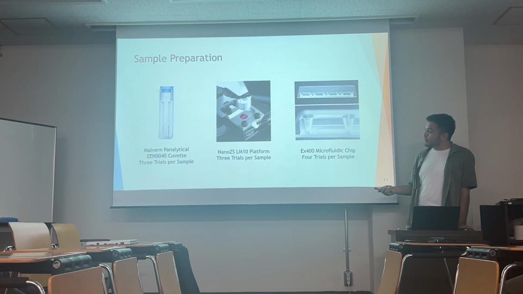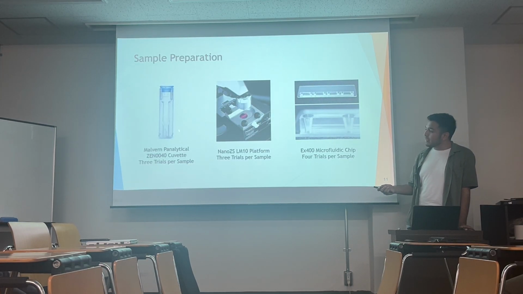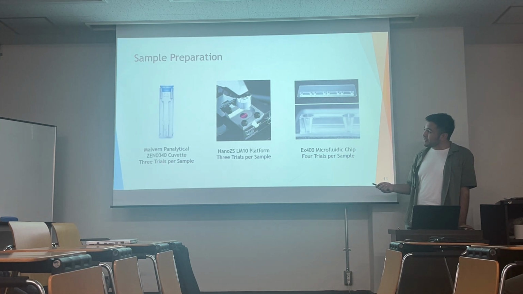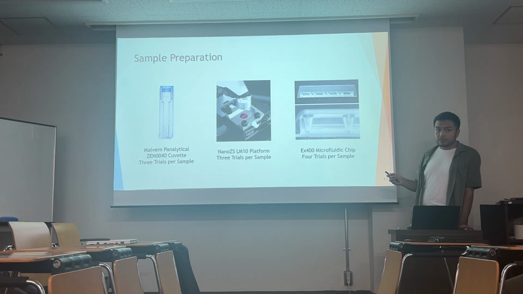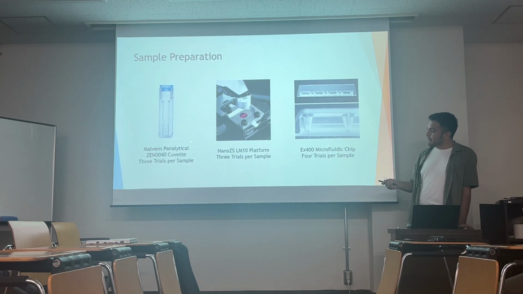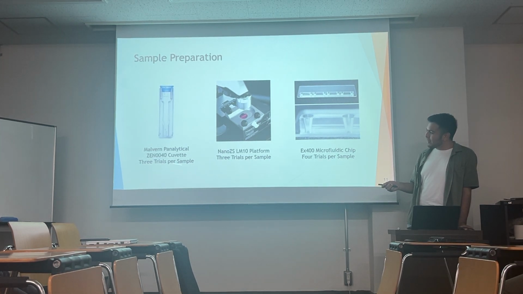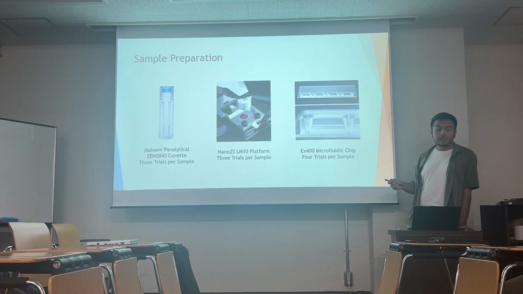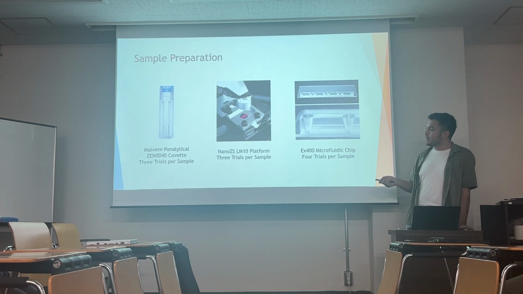These are what we put each sample into. Over here is a disposable cuvette, which was used with the Zetasizer. Over here is a NanoSight metallic platform. Over here is a microfluidic chip that was used with the EX400. 3 trials per sample, 3 trials, 4 trials. This discrepancy right here, 3 trials over here, 4 trials over here, is just how the machines worked. The Malvern Analytical and the NanoSight proprietary software just ran using 3 trials.